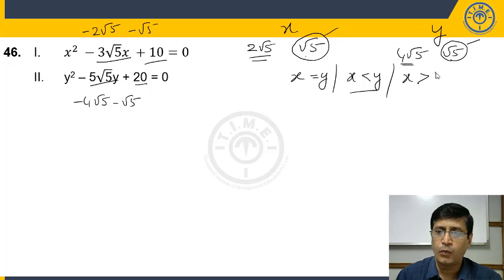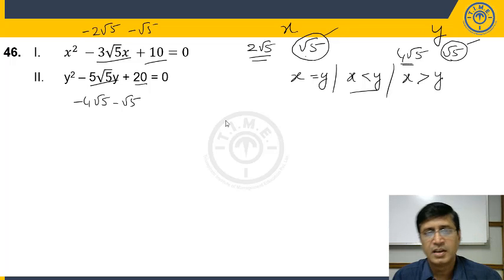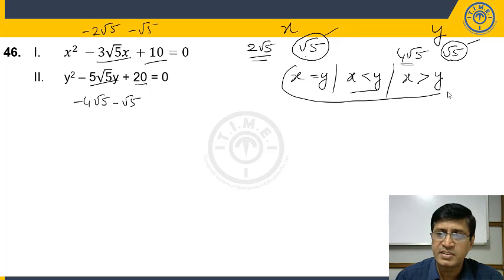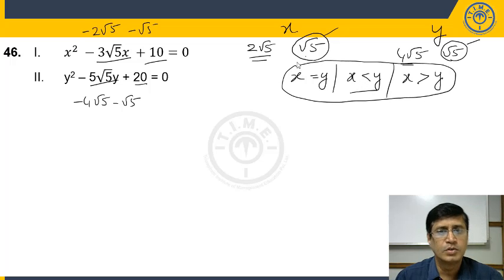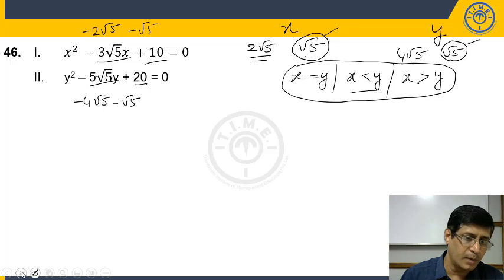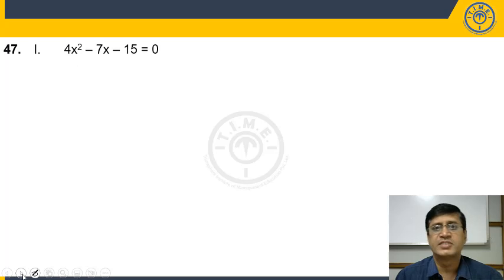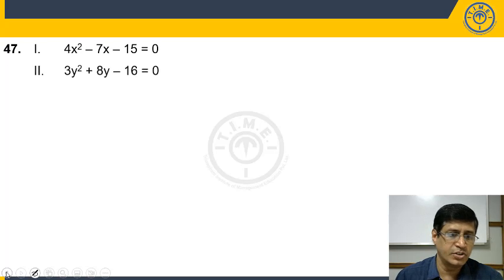So here, one time it is greater than x, one time it is less than x, one time it is equal. Combining these conditions, there is no such relation. We can't establish a relation between these roots. So the right choice is option number 5, relation cannot be established.